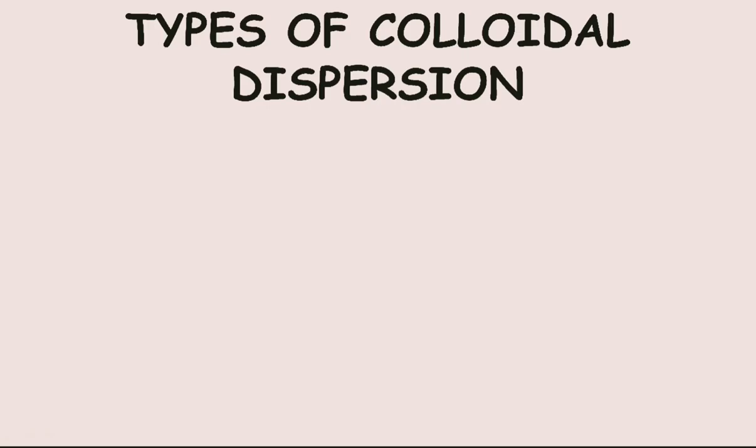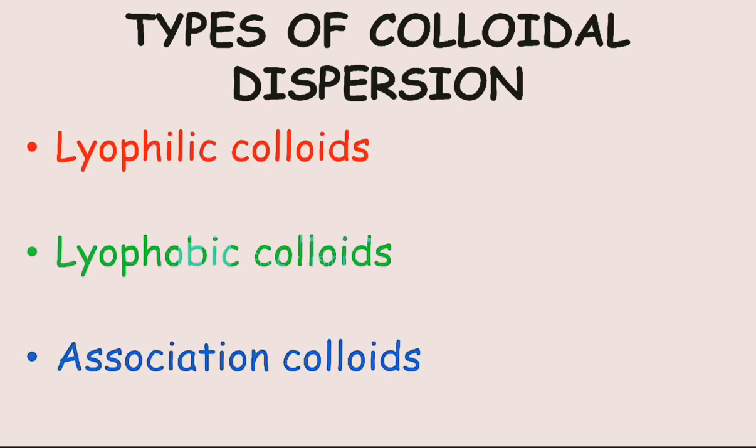Hello friends, today we will discuss types of colloidal dispersion. Basically, colloidal systems are best classified into three groups: lyophilic colloids, lyophobic colloids, and association colloids, on the basis of the interaction of the particles, molecules or ions of the dispersed phase with the molecules of the dispersion medium.